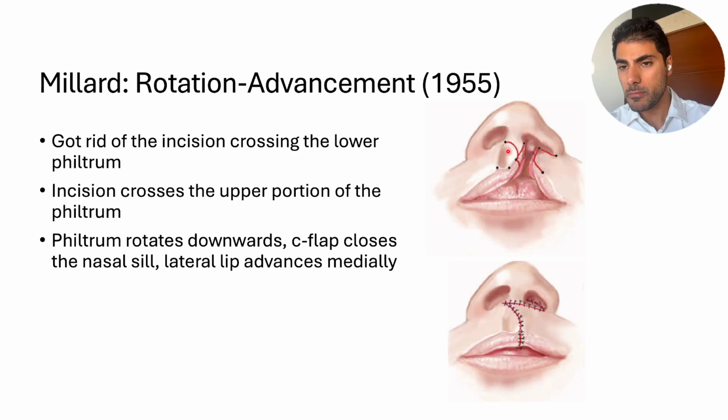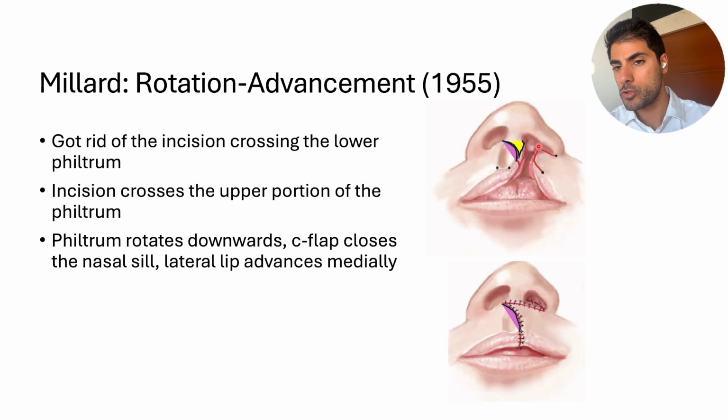So imagine you have three pieces of tissue. So this is the first flap. This is the philtrum. This is called the C flap, and this is the lateral lip. The concept was he inserted a rotational incision, and this is because after doing such an incision, we can rotate this part downwards, so we can rotate the philtrum downwards, okay? And this is called the C flap.